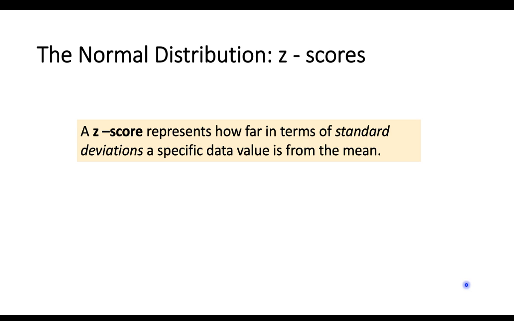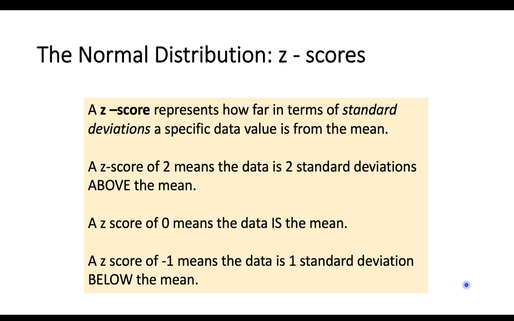Okay, so now let's turn our attention to these z-scores. So what exactly is a z-score? Well, a z-score represents how far in terms of standard deviations we are from the mean. You remember the normal distribution is all about the mean, and the spread of the data is in terms of standard deviations. So where exactly in that diagram is a specific data value?